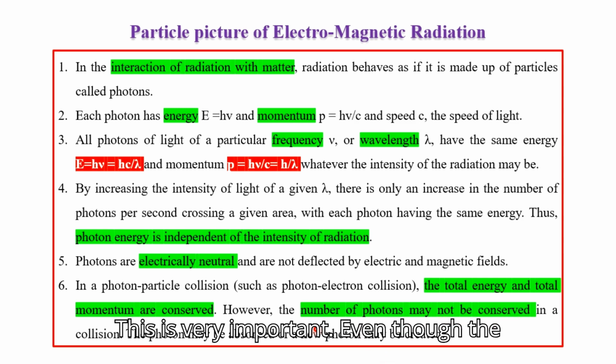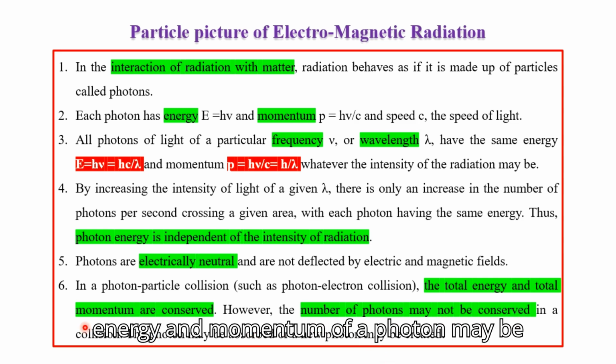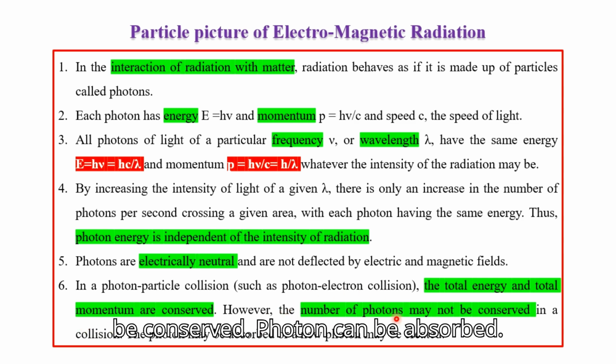This is very important. Even though the energy and momentum may be conserved, the number of photons may not be conserved. A photon can be absorbed, new photons can be created, even though the energy and momentum of the total system will be conserved. So this is what the particle picture of electromagnetic radiation tells us.